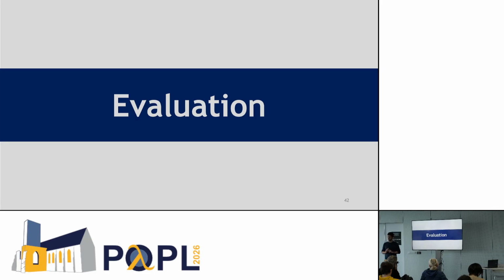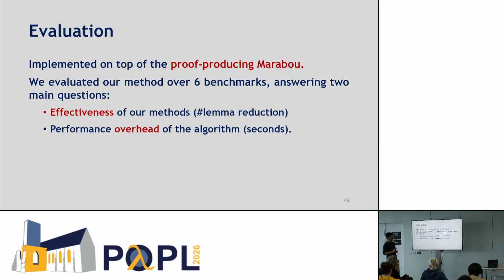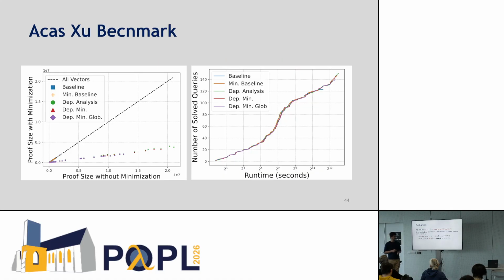So going into evaluation. We've implemented this on top of a neural network verifier called Marabou, which we developed in our lab in Stanford and Amherst College. And we evaluated our method over 6 benchmarks, most of them using the ReLU function only, but others also including different activation functions. And we asked 2 questions to measure our work. The first is the effectiveness, how many lemmas we removed from the proof. And the second is the performance overhead that was needed when we applied these algorithms.